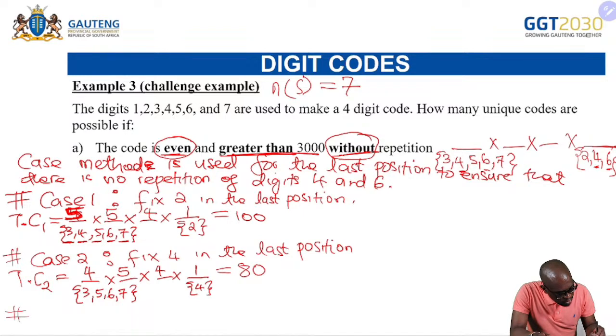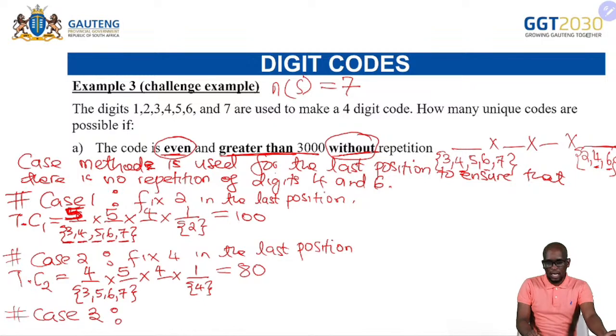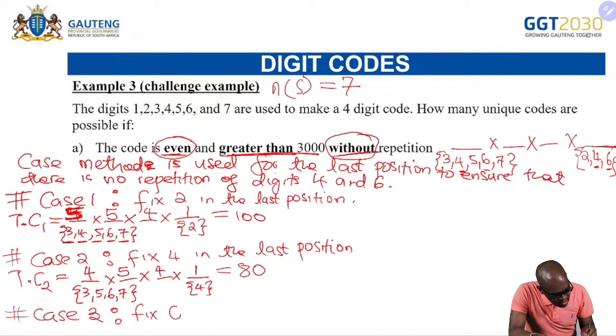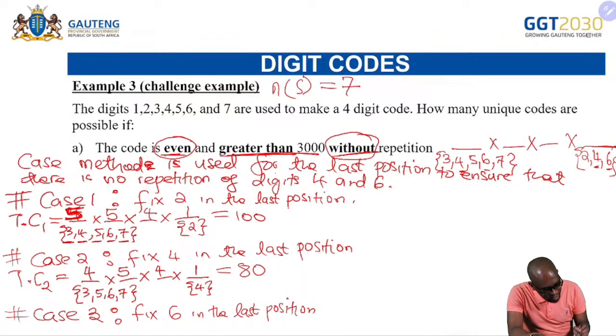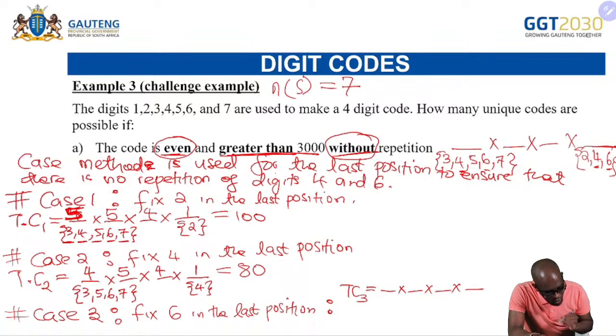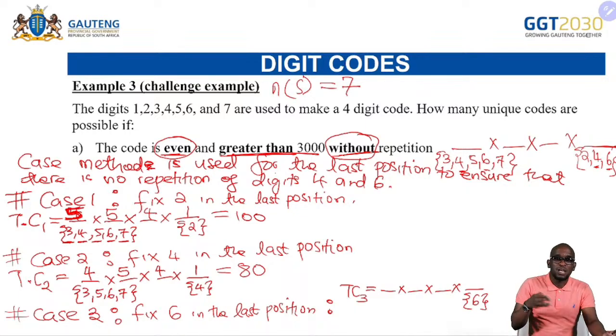Now, to finish this off, I'm going to have the third case, case 3, where I'll now be fixing the number 6 in the last position. So I fix 6 in the last position. If I fix 6 in the last position, the total code for case 3 would be 1, 2, 3, 4. Since I'm fixing 6 in the last position, I'll put 6 there as my subset for the last position.